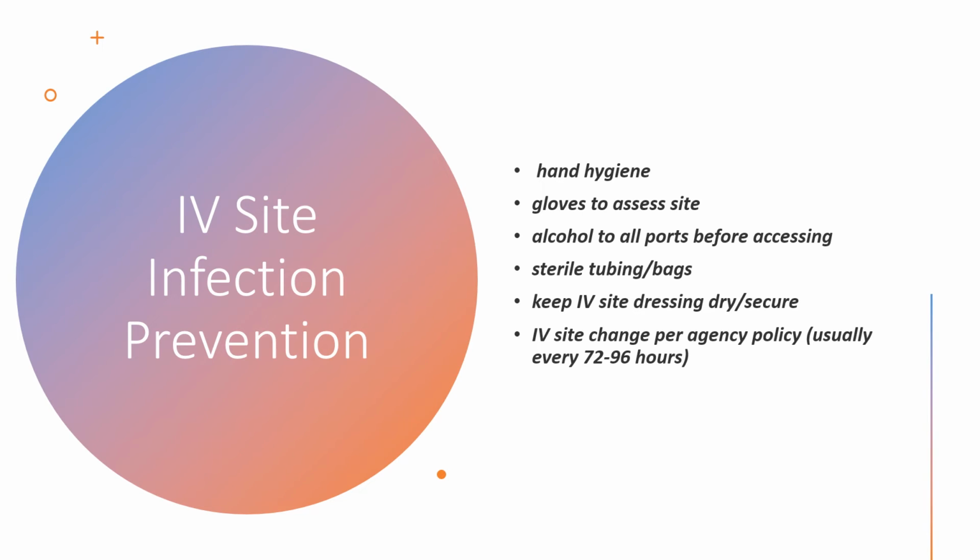We want to keep both ends of tubing sterile, so we need to use strict aseptic technique. Solutions are good for only 24 hours. And when we think about tubing, how often do we need to change this tubing? Again, it's going to depend on the agency policy where you're working, but we're generally seeing it's about 72 to 96 hours for continuous IV fluid and 24 hours for intermittent infusions.